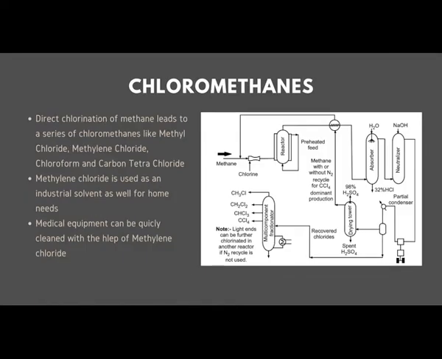Then we move on to chloromethanes. Direct chlorination of methane leads to a series of chloromethanes like methyl chloride, methylene chloride, chloroform, and carbon tetrachloride. All these chloromethanes have an important role to play in their respective domains. Methylene chloride is used as an industrial solvent as well as for home needs. Medical equipment can be quickly cleaned with the help of methylene chloride.